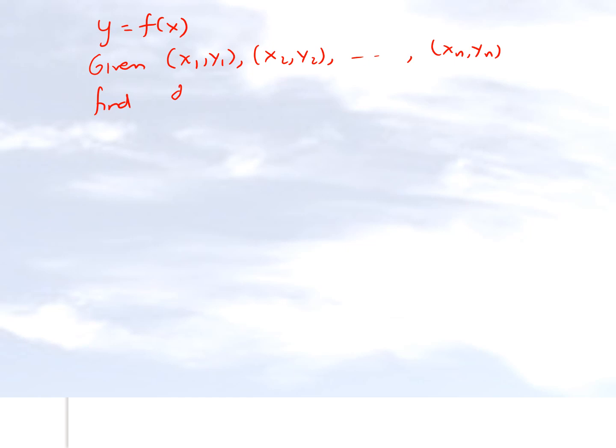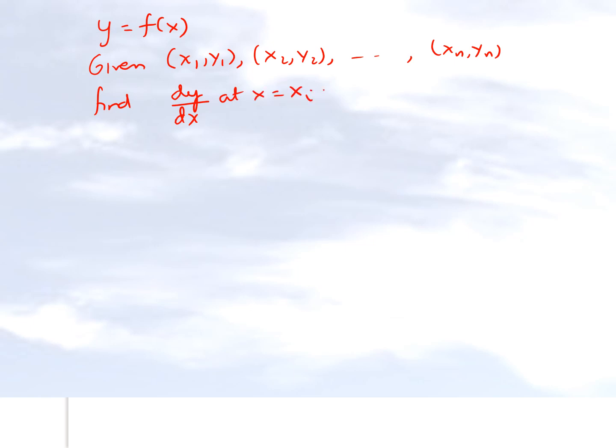So let's suppose somebody is saying that y is a function of x, and they are giving you this function f only at discrete data points. So let's suppose somebody is giving you only x1, y1, x2, y2, and all the way up to xn, yn. And somebody says, find dy by dx, an approximation of it, of course, at x equal to xi.